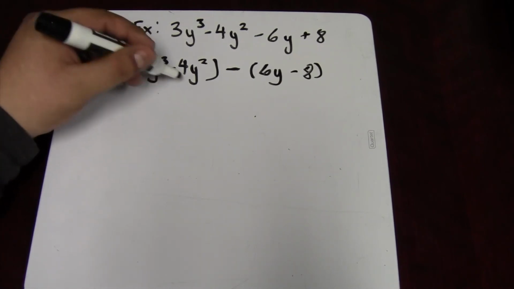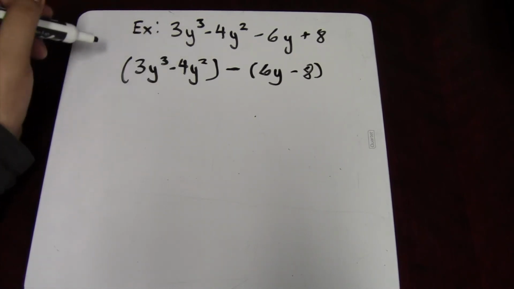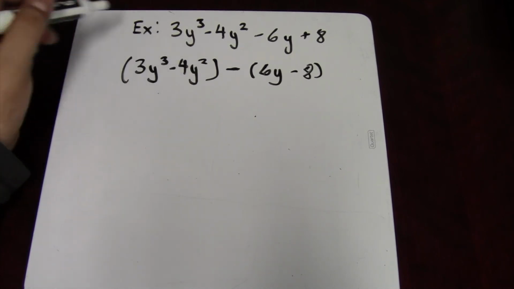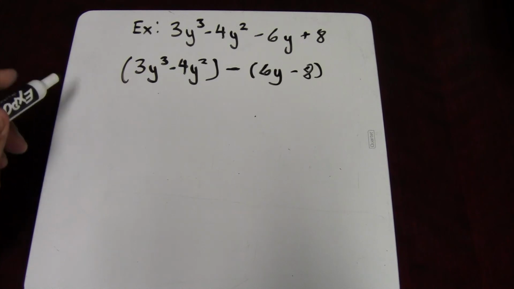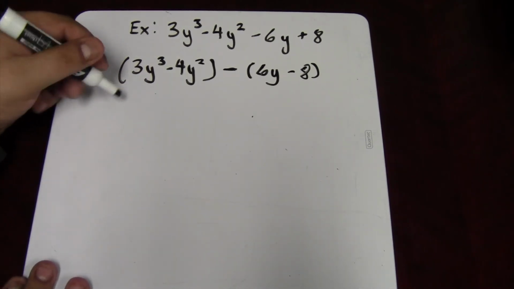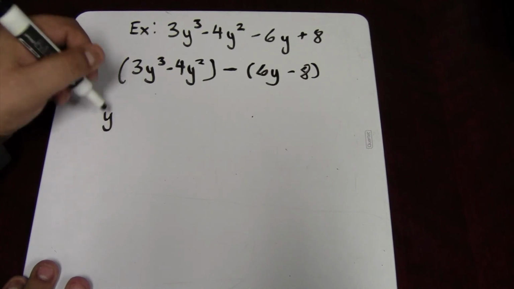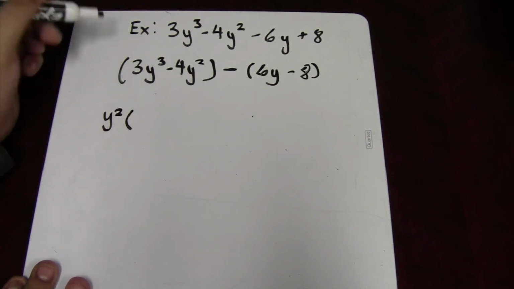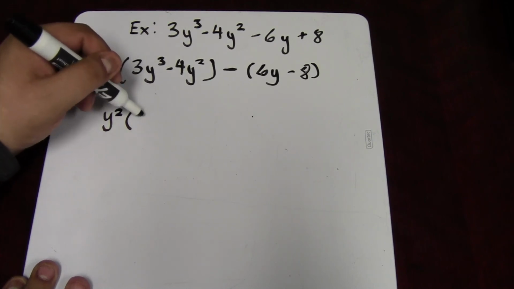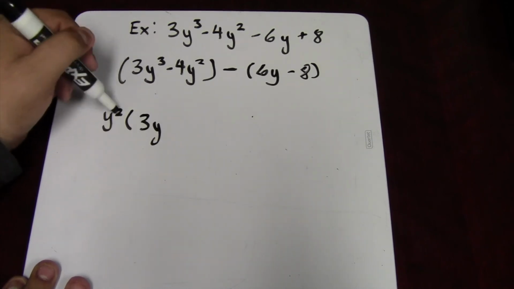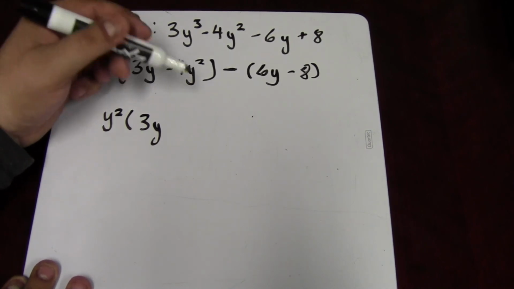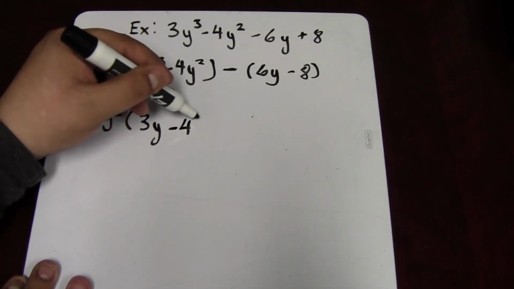Now, let's look what's common here. It looks like the numbers don't have anything in common. The 3 and the 4, there's nothing in common. But a y cubed and a y squared, they both have y's in it. We take the smallest power, which is y squared. Now, if I divide this by y squared, all I'm left with is 3y. That's all I'm left with there. And if I divide this by y squared, all I'm left with is negative 4.